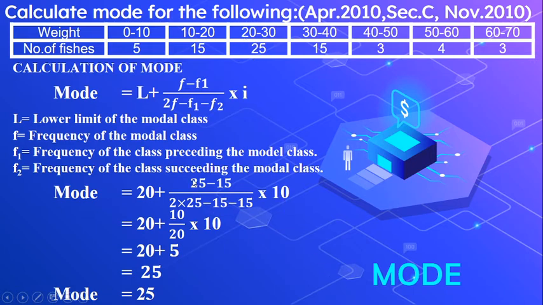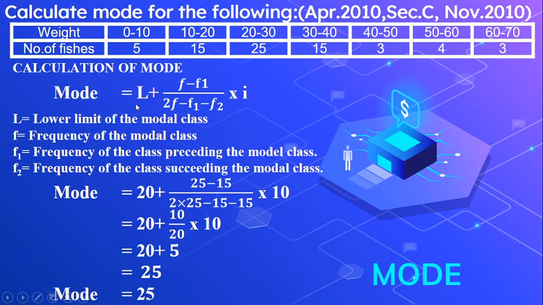So first we subtract, multiply these two, subtract them. So it is 10 by 20 into 10. Solve this part. It comes to 5. 20 plus 5, 25. Mode is 25.